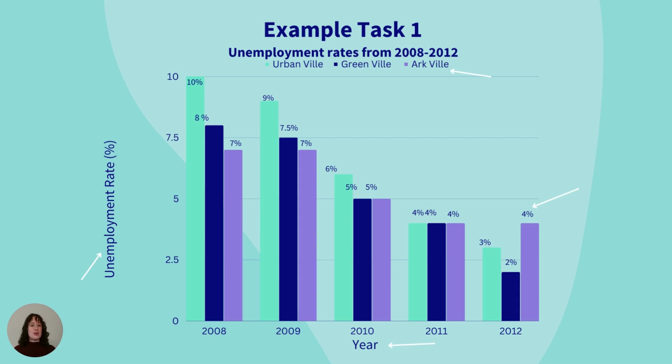Let's take a closer look at the graph. As you know, we are going to need to summarize the information in this graph. Here you can see I have highlighted some key information. We can see that the years are shown on the horizontal axis, and the unemployment rate is shown on the vertical axis. You can also see that I highlighted where to find the different cities and each percentage.